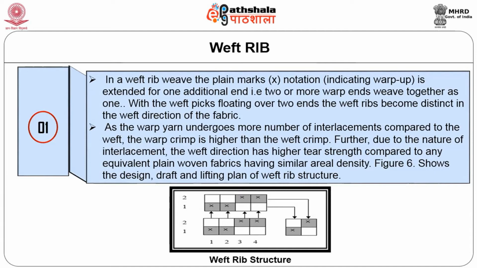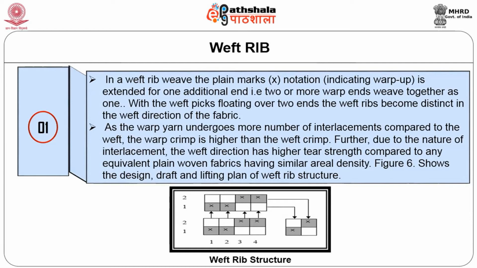As the warp yarn undergoes more interlacements compared to the weft pick, the warp crimp is higher than the weft crimp. Further, due to the nature of interlacement, the weft direction has higher tear strength compared to any equivalent plain fabric having similar areal density.